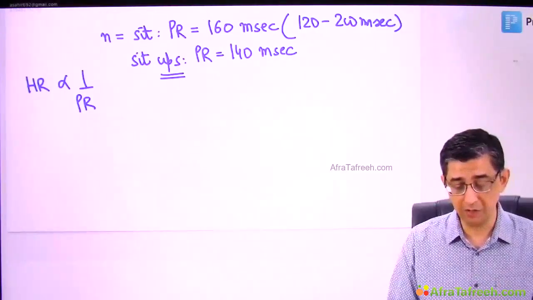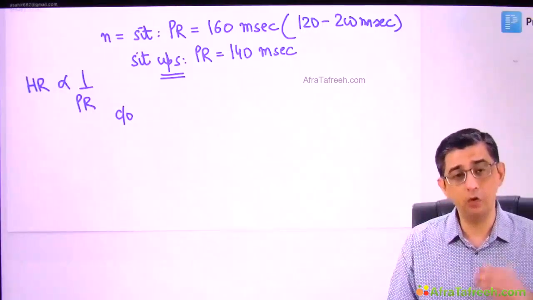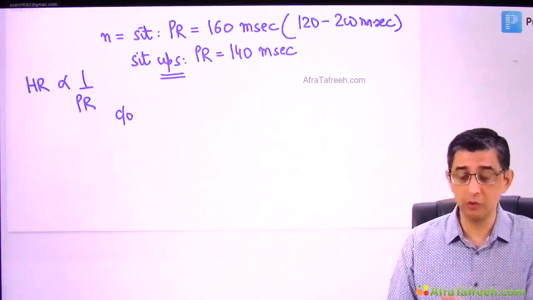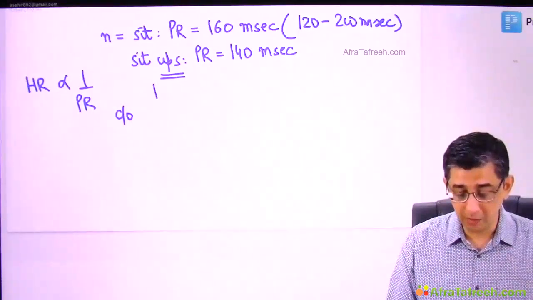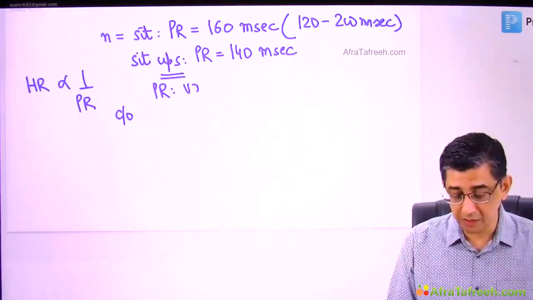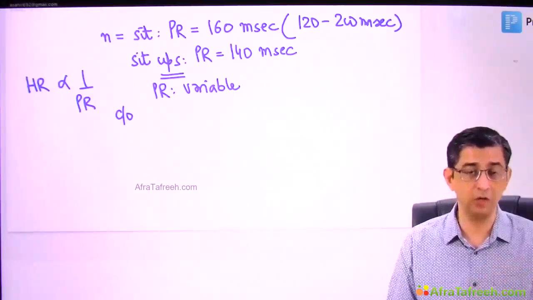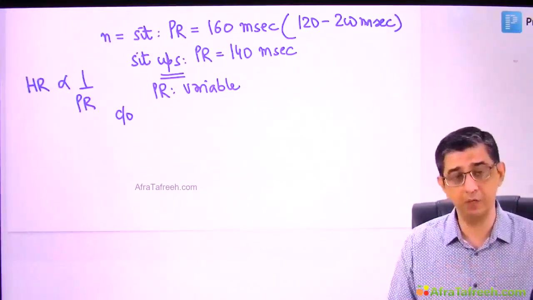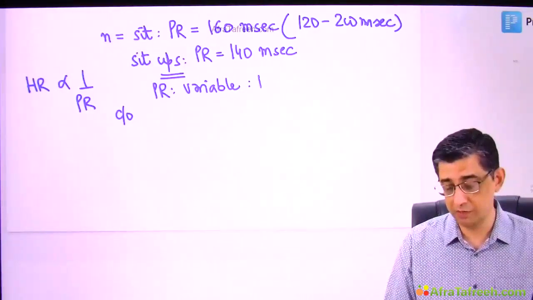But in patients of first degree heart block, this variation will not be there. The PR interval will always remain prolonged. It can be even more than the normal limit of 200 milliseconds. What I'm saying is that in a normal person, the PR interval will change with physical activity. If there's going to be vagal stimulation, the PR interval will become prolonged. If there's going to be sympathomimetic stimulation, the PR interval will become shorter. PR interval in a normal person is always variable.